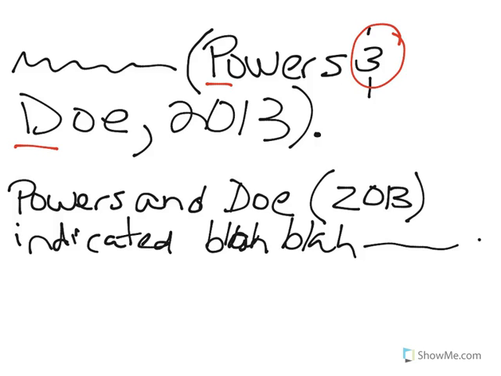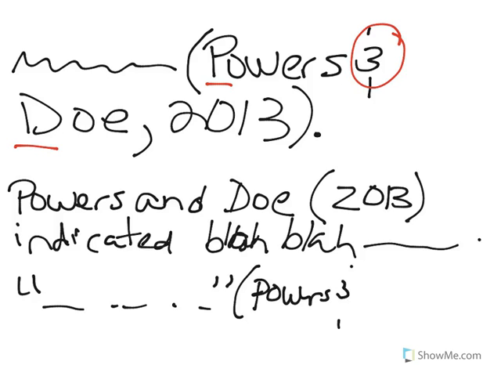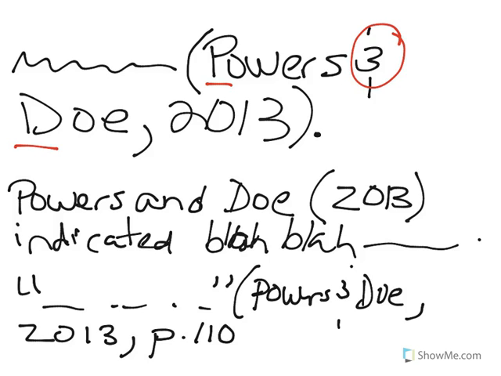So if you're saying, in quotation marks, blah, blah, blah, blah, blah, in quotation marks, you're going to need to then put Powers and Doe, comma, 2013, comma, P, period, 110, in parentheses, and period. That's how you will cite something that is a direct quote.